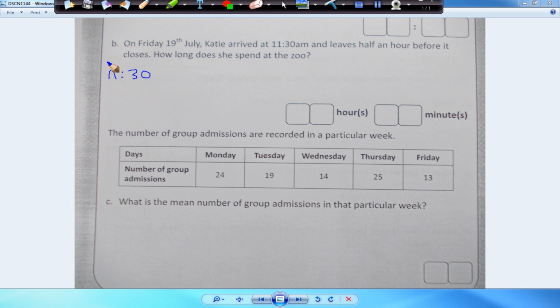Yeah, so I'm not going to really flip between. And first time zone, what time does it normally close? 5 o'clock. And what time did she leave? Half an hour before it closes. So she left at 4:30. Is that right? So we got to go from 11:30 to, hang on a second, 4:30. So that's 11:30 a.m. and she left at p.m.